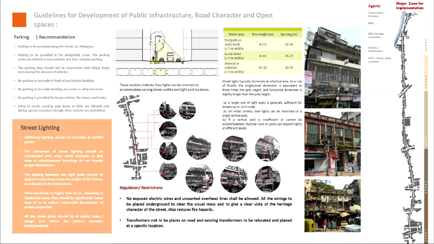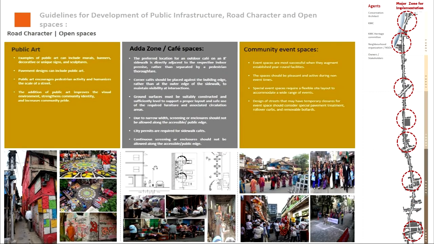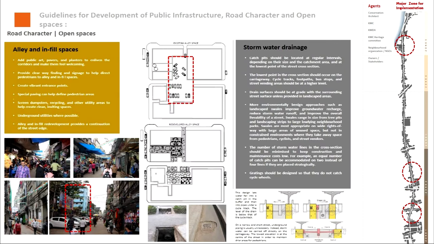Transformers not to be placed on road and existing transformers to be relocated and planned at a specific location. And guidelines for road character and open spaces, seating, sidewalks, street corners, public art, adda zones and community event spaces, alley and infill spaces designed for the stormwater drainage. Proposal for street vending. Street vendors should be accommodated where there is a demand for their goods and services near major intersections, public transport stops, parkings and so on. Pedestrian islands on meandering streets can accommodate street vendors at regular intervals.